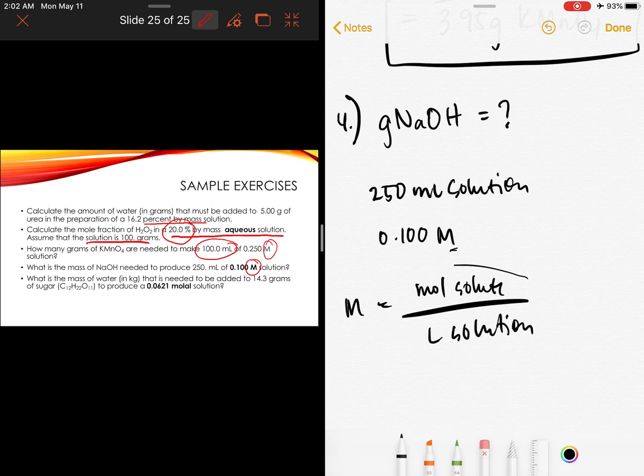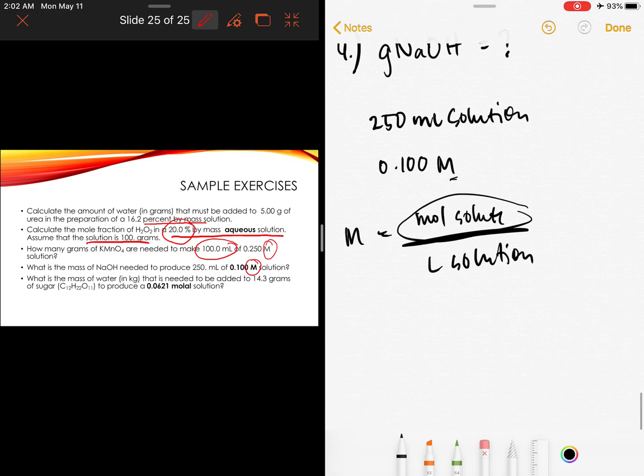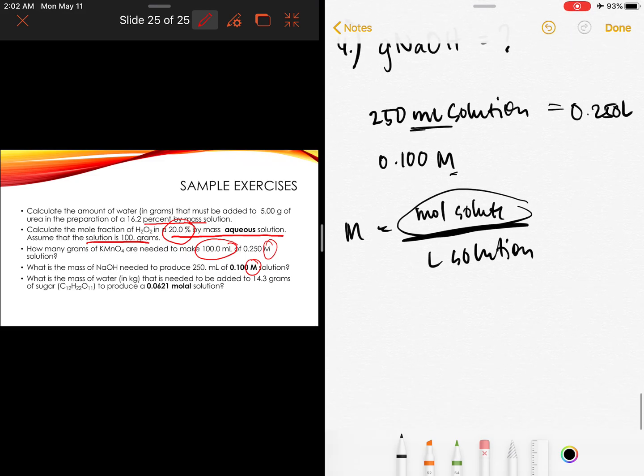So in order to get the grams, we first have to get the moles of solute. So let's do that first. Try to substitute the values again. The ml, we have to convert to liters. How do you convert ml to liters? You just divide it by 1,000, and that is equal to 0.250 liters.